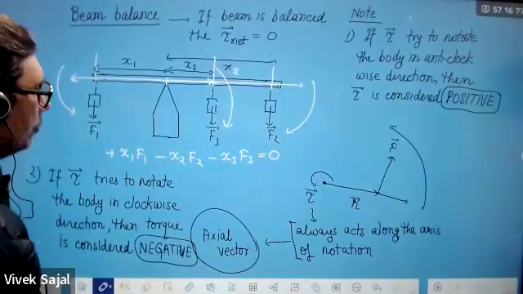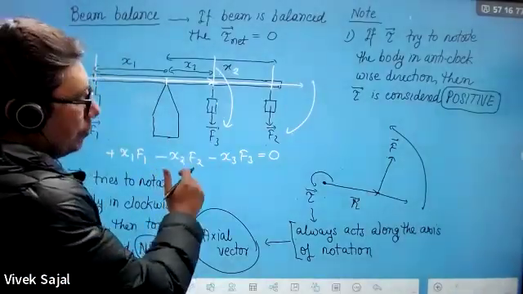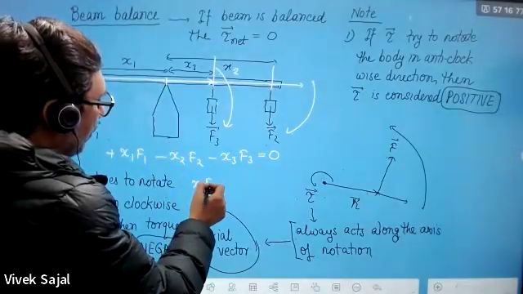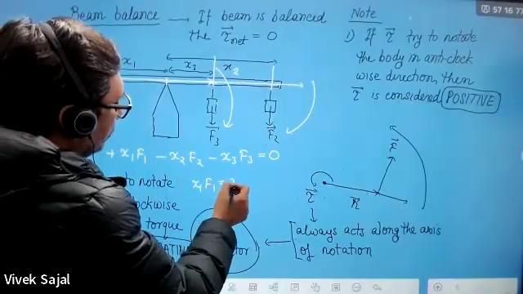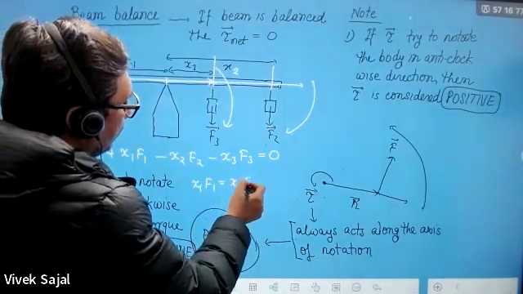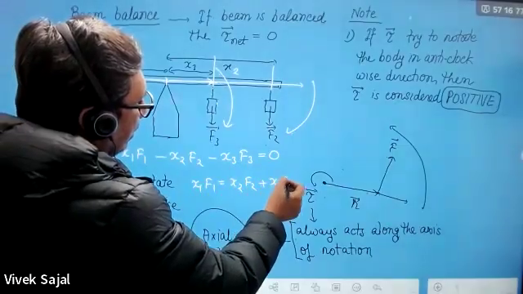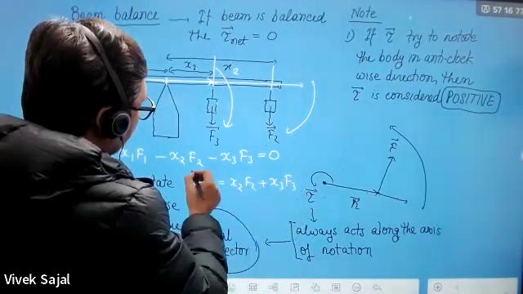Beam balanced. So you take these two terms to the right side. This will be x1 F1 equals x2 F2 plus x3 F3.